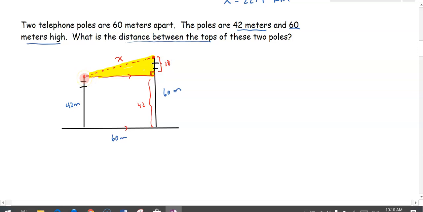Do I know the distance between the top of the shorter one straight across? Well, yes, it's the same as the bottom, because those lines are parallel. So I can transfer that 60 up there. So now I have enough information, 60 and 18, to find the distance between the tops. I found a right triangle within my diagram.